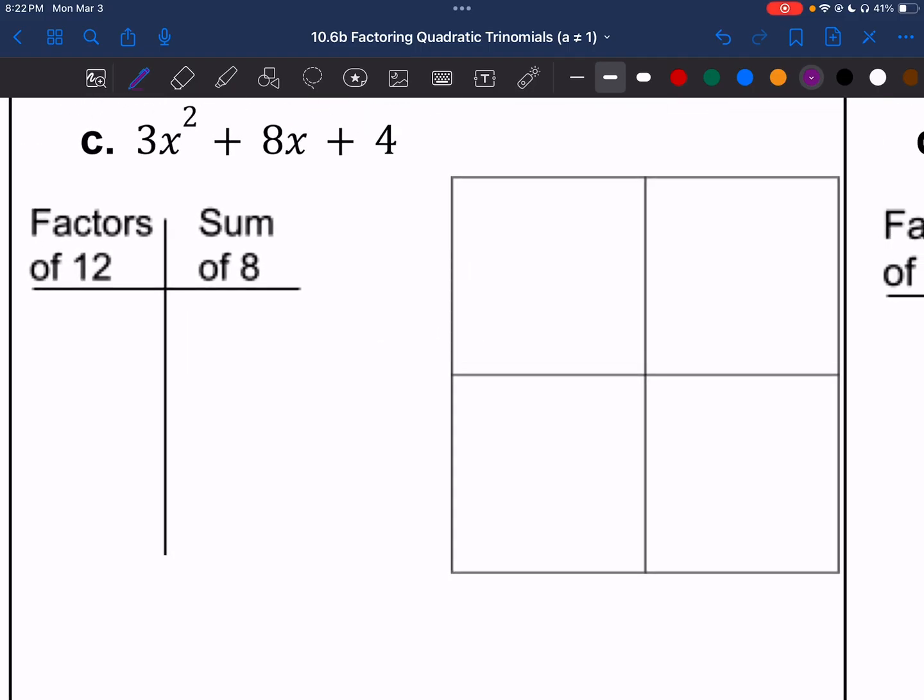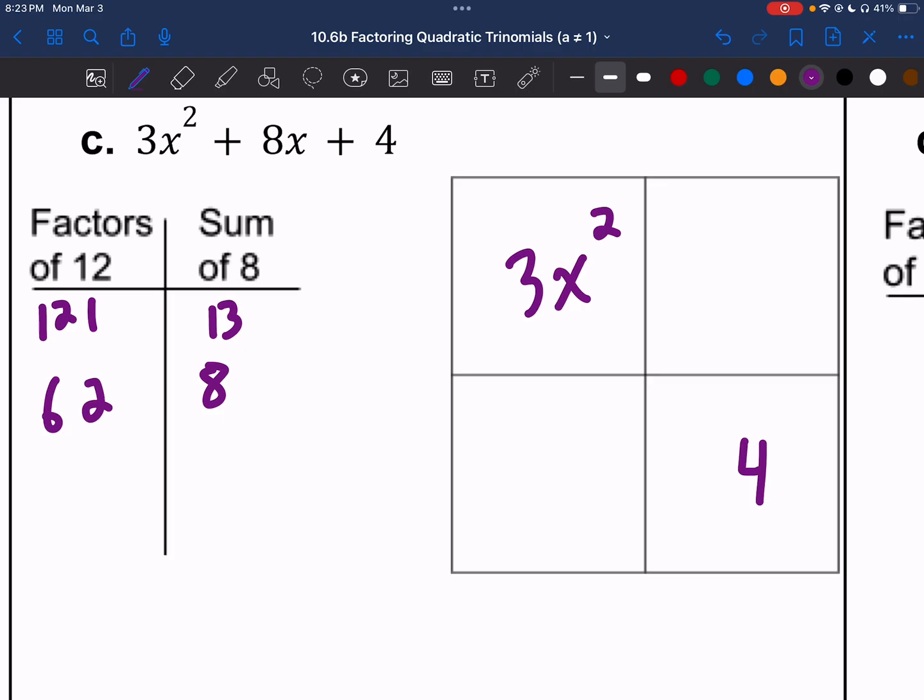Letter C, I'm going to work via the box method. So I know we've got 3x squared, and we've got 4, and I'm looking for factors of 12 that have a sum of 8. Well, I could do 12 and 1, that gives me a sum of 13, but I could do 2 and 6, and I get a sum of 8. So we'll do 2x and 6x.